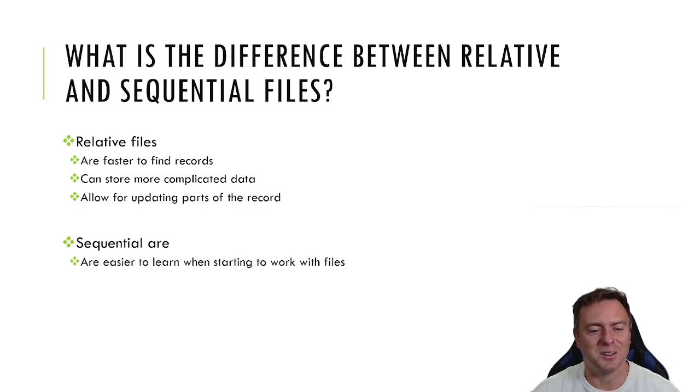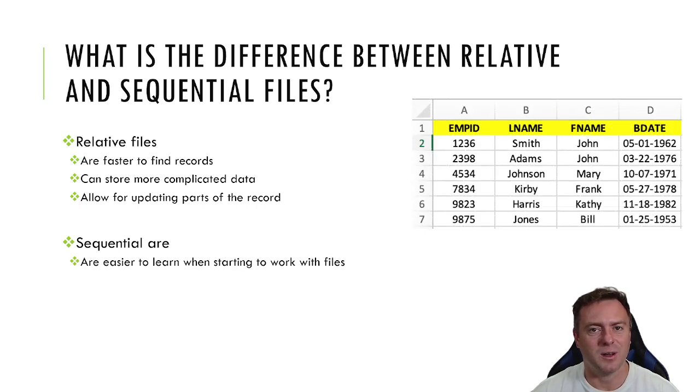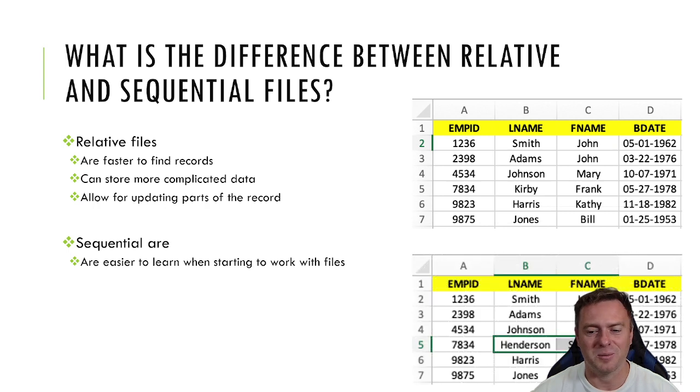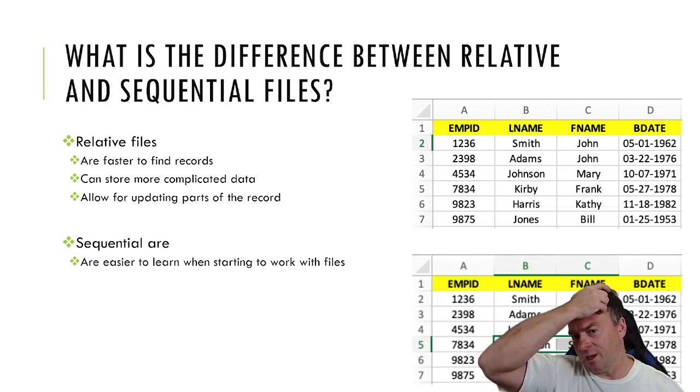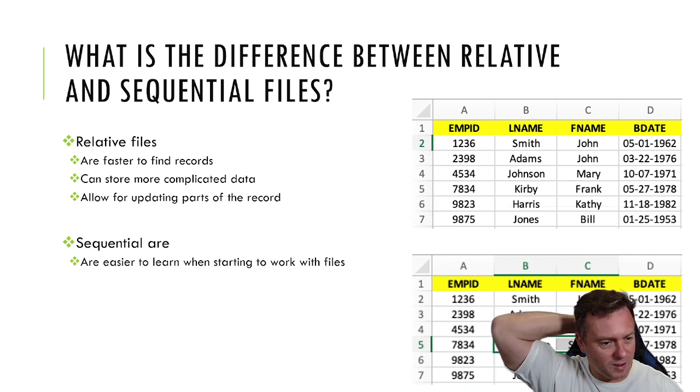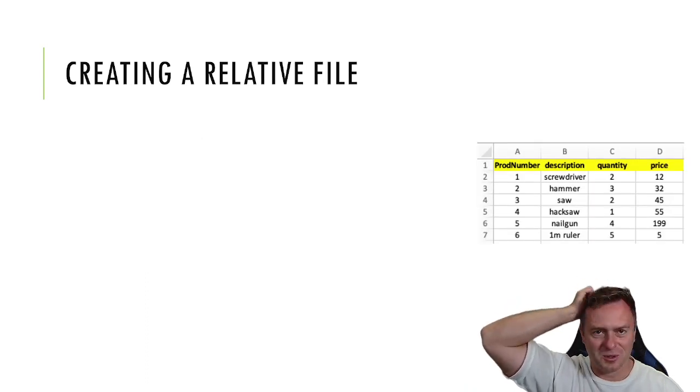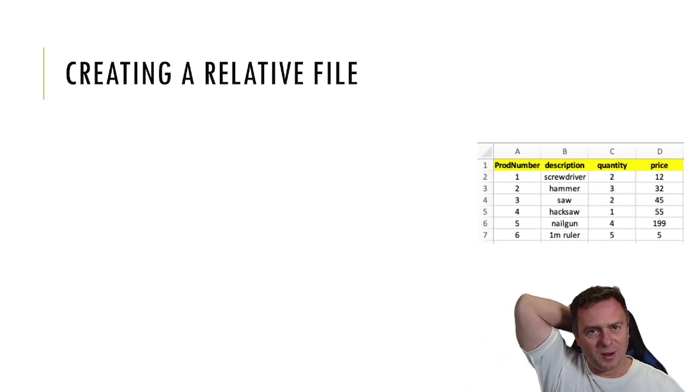Sequential files are easy to learn when starting off to work with files, and that's pretty much the only benefit of a sequential file. So in this case, if I wanted to override Frank Kirby to be Stephen Henderson, that's basically what we could do in a relative file. Sequential, not so much.